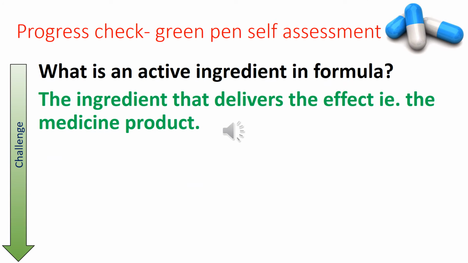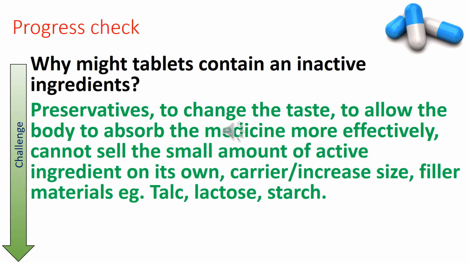Right, so for question number 1, what is an active ingredient in formula? The answer is the ingredient that delivers the effect. For example, the medicine product. Question number 2, why might tablets contain an inactive ingredient? Preservatives, to change the taste, to allow the body to absorb the medicine more effectively, cannot sell the small amount of active ingredients on its own, as a carrier or increased size, filler materials. For example, talc, lactose, and starch.